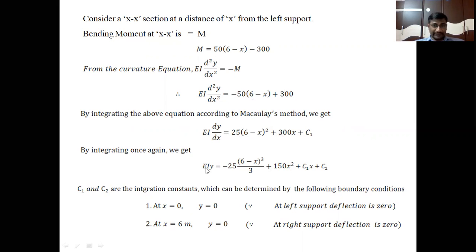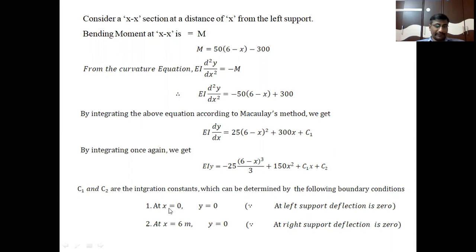Upon integration a second time, EIy on the left hand side: (6 minus x) whole square integration is minus (6 minus x) whole cube by 3. So minus again comes in front of the expression: minus 25 (6 minus x) whole cube by 3, plus 300x integration, 300x square by 2. 300 by 2 is 150x square, plus C1x plus C2, the second integration constant. These are the two equations including C1, C2 values.